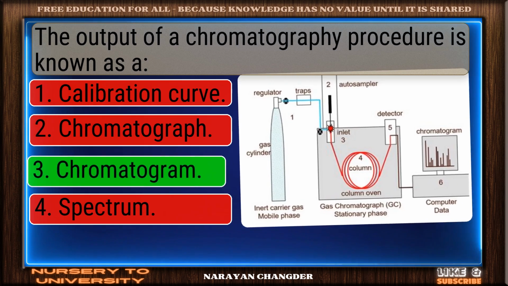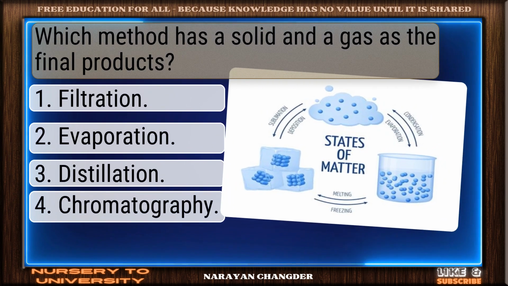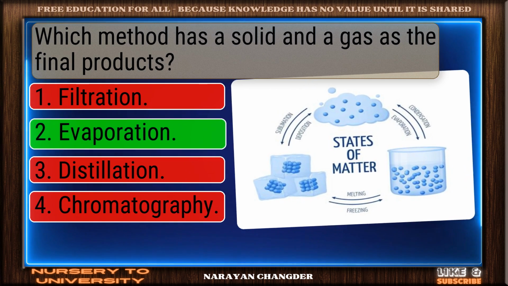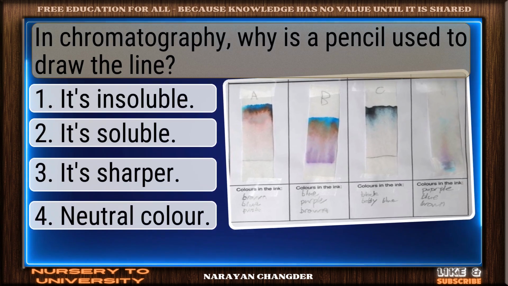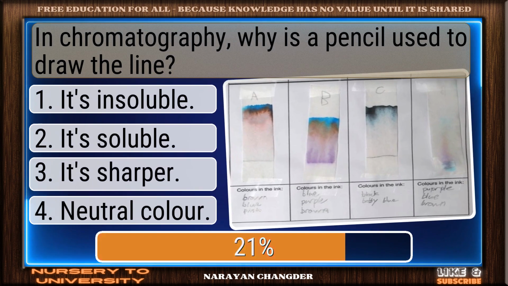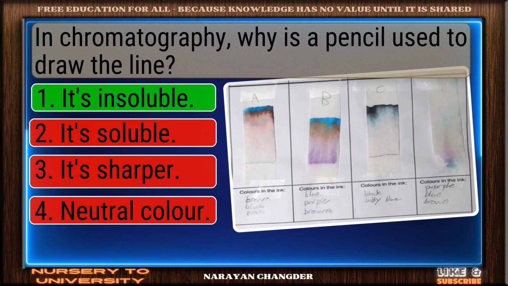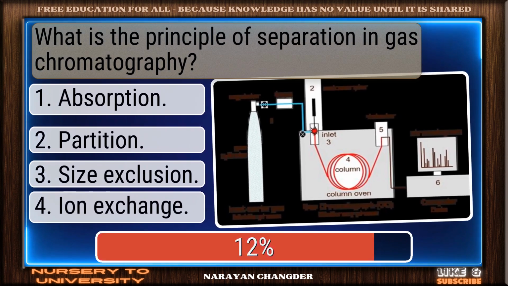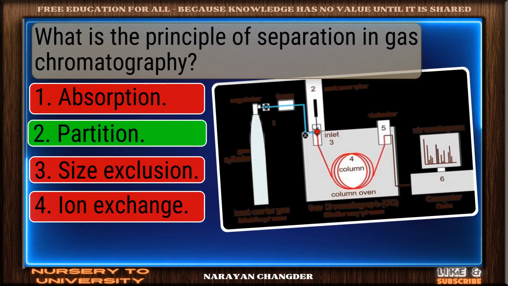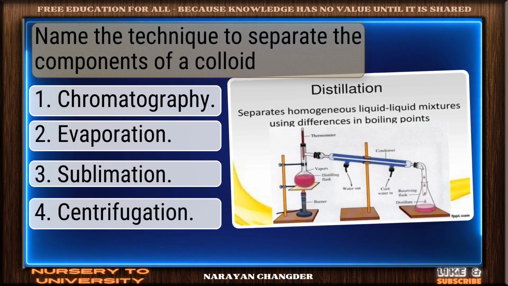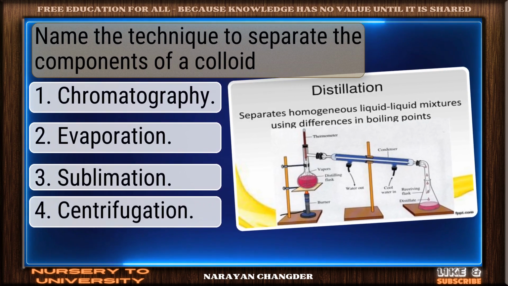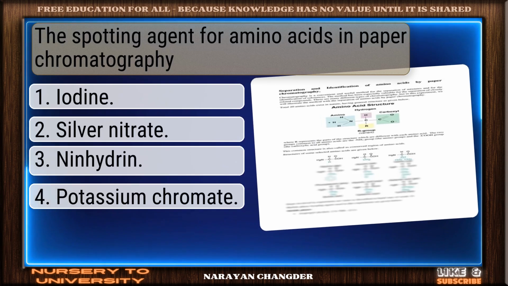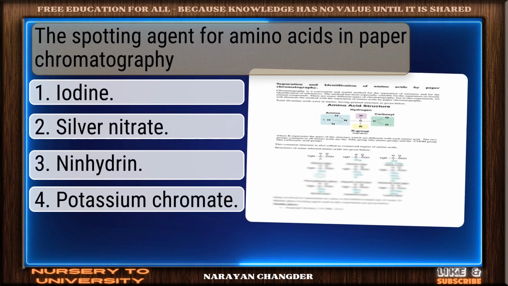Well done, chromatogram. Which method has a solid and a gas as the final products? Smart thinking, evaporation. In chromatography, why is a pencil used to draw the line? Right choice, it's insoluble. What is the principle of separation in gas chromatography? Yes, partition is right. Name the technique to separate the components of a colloid. Very good, centrifugation. The spotting agent for amino acids in paper chromatography.